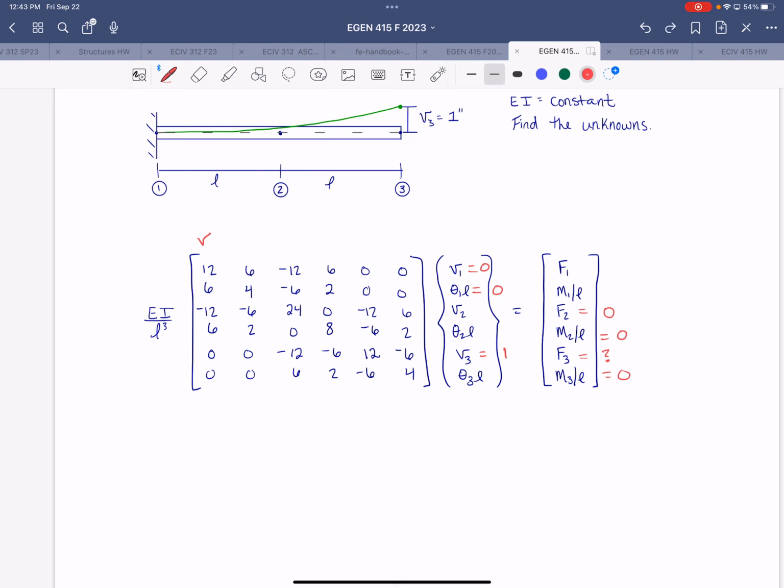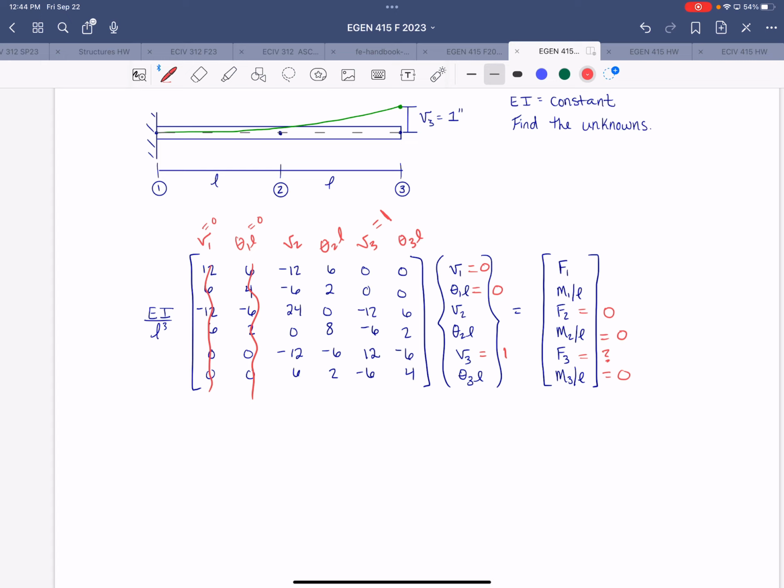Labeling these columns, all right, we got V1, which is 0. You can eliminate column 1. Theta 1L, 0, eliminate column 2. V2, theta 2L, V3 is equal to 1, but we can't eliminate that column, right, because it's not multiplied by 0, it's multiplied by 1. So we have to get a little creative. And then we have theta 3L.